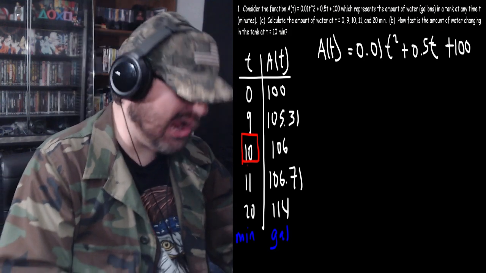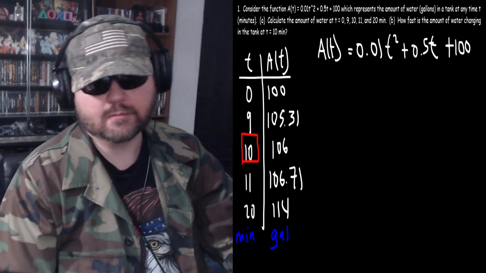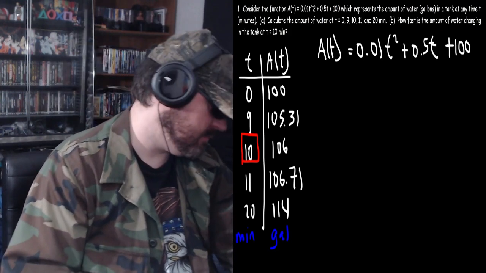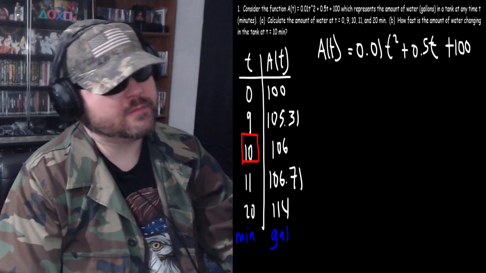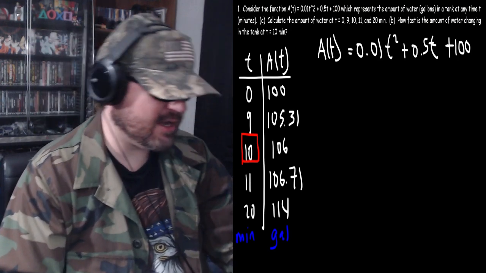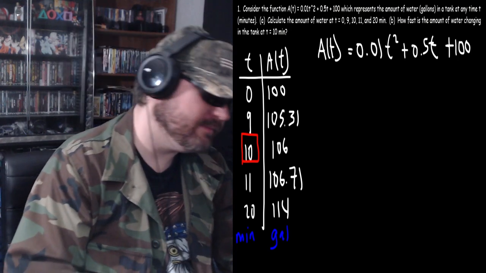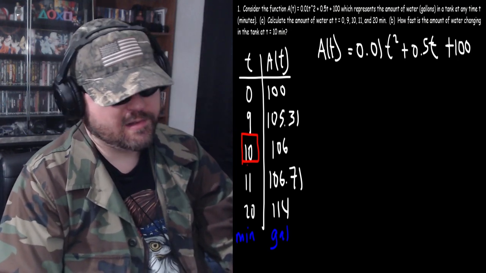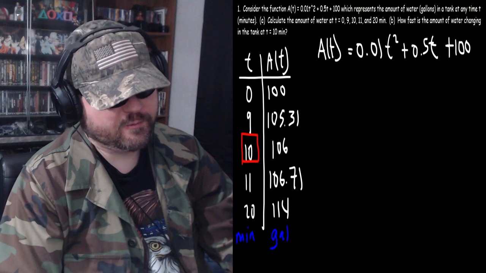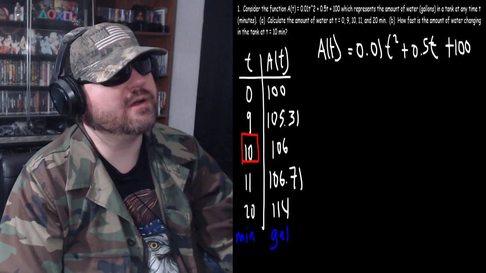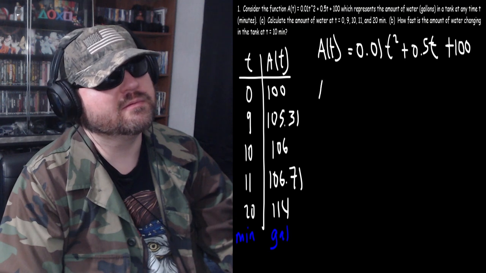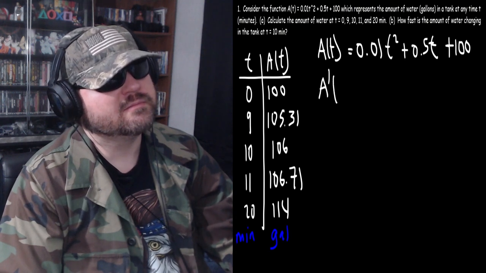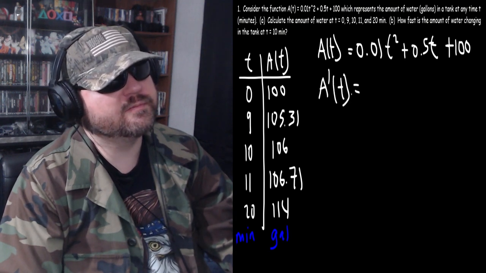So do we need to find the derivative or do we need to integrate? How fast is the amount of water changing? Because we're dealing with rates of change, or accumulation? Because we're dealing with rates of change, we're dealing with derivatives. So let's begin by finding the first derivative, A prime of t.